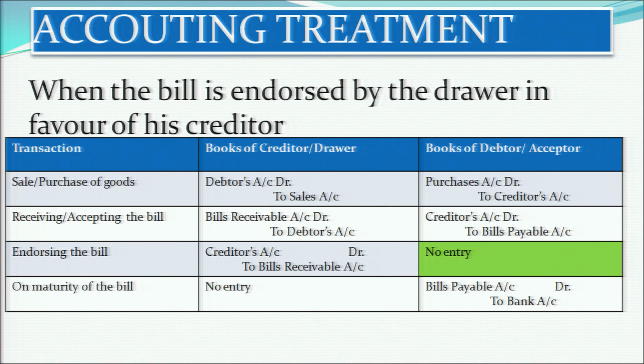So at the time of maturity, in the creditor's book, no entry, and in the debtor's book, bills payable account to bank or to that specific person. We have seen the accounting treatment of three. The first, when we retain the bill at maturity date, easy peasy entry, okay, we just cancel it. Next, we have seen the discounting of bill.